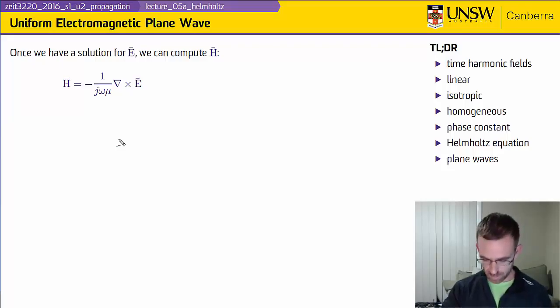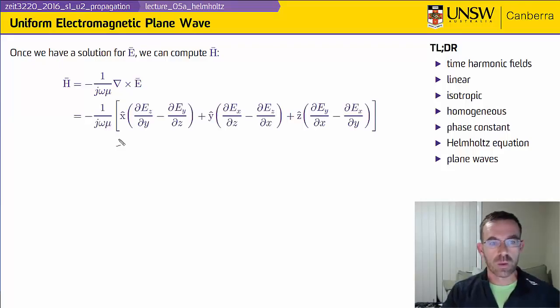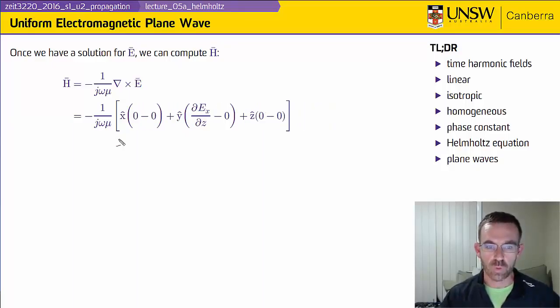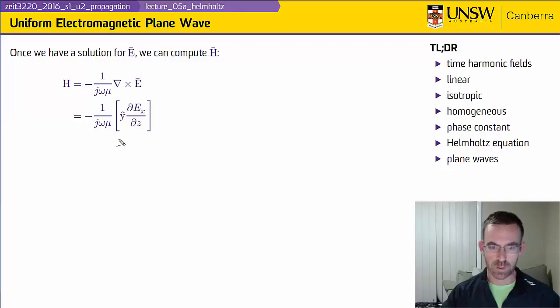Let's see here. I can write out this curl in all of its glory, and when I write out the curl, we can see that this term is going to go away because I have no E sub z and no E sub y. Nothing varies as a function of y, so that term goes away, and the only term I'm left with is here. Equivalently, I've only got this component. So my magnetic field for this solution is given this way.